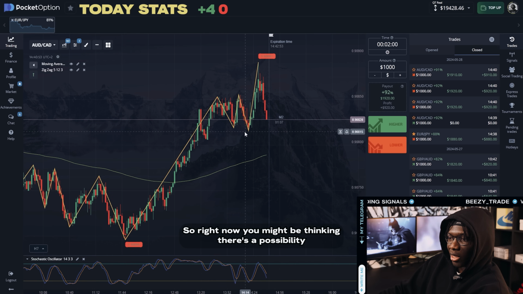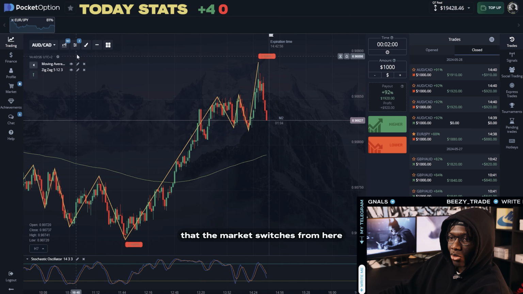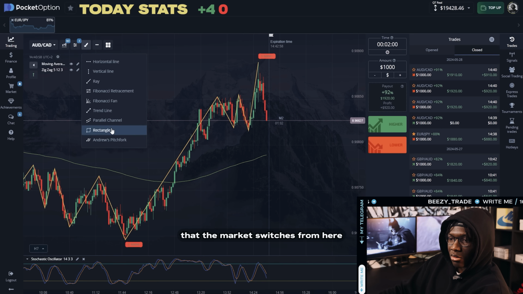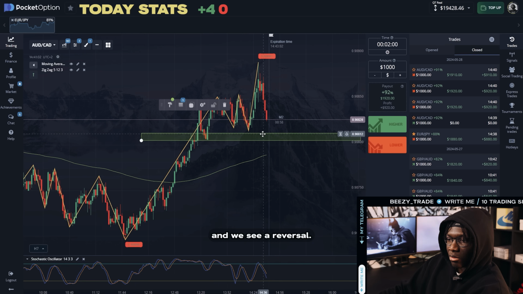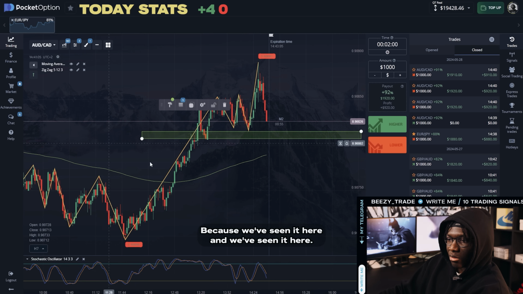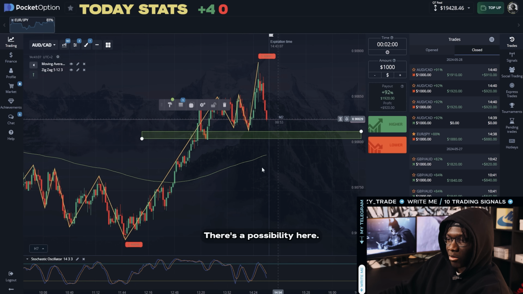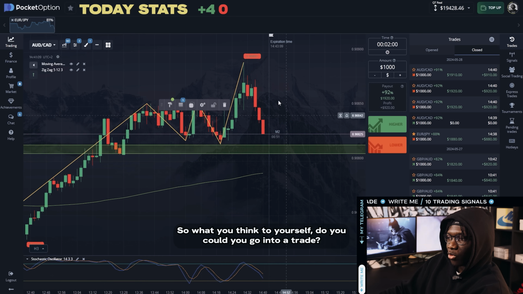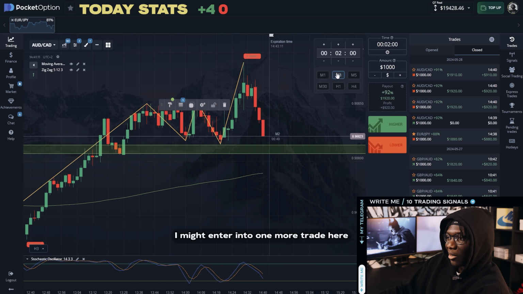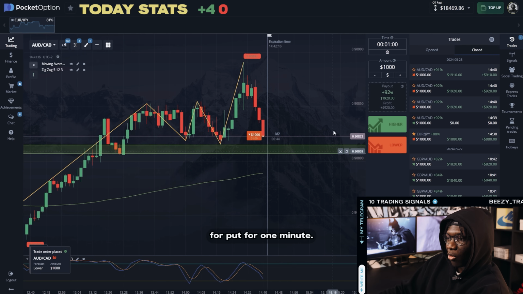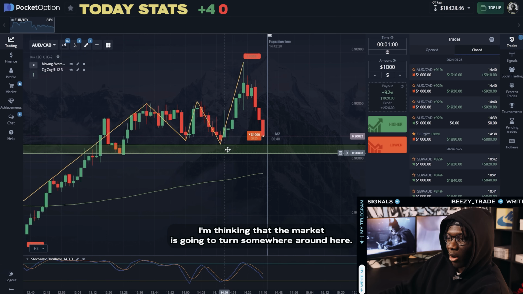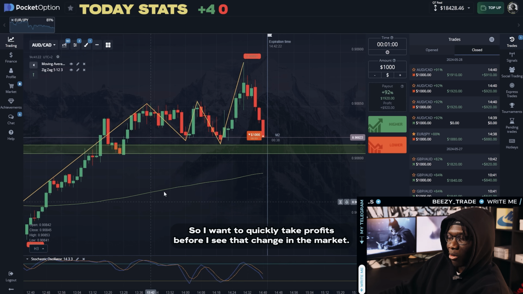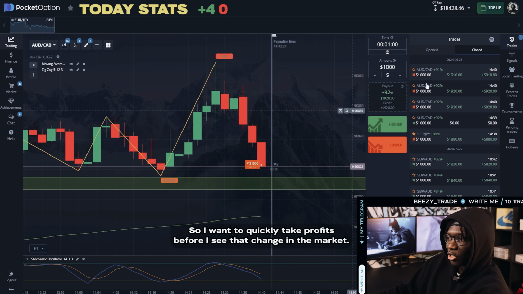So right now you might be thinking there's a possibility that the market switches from here and we see a reversal, because we've seen it here and we've seen it here. There's a possibility here. So what do you think to yourself, do you continue to go into a trade? I might enter into one more trade here for a put for 1 minute. This is just because I'm thinking that the market is going to turn somewhere around here. So I want to quickly take profits before I see that change in the market.